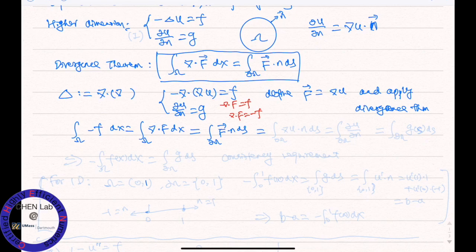Well, what is F? We know that's the gradient of u dot n ds on the boundary, which we know is du/dn by definition, as we just explained. And what's this? We know that's given as g, so on the boundary, the boundary condition g ds.